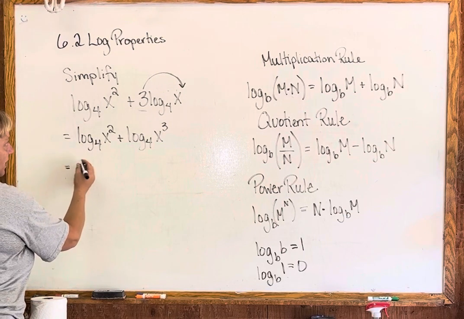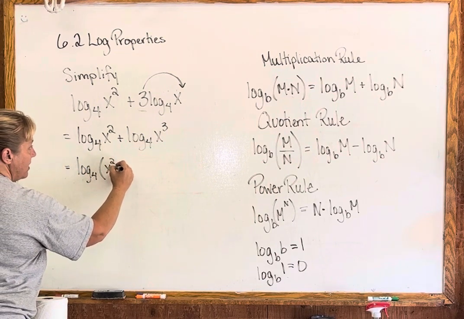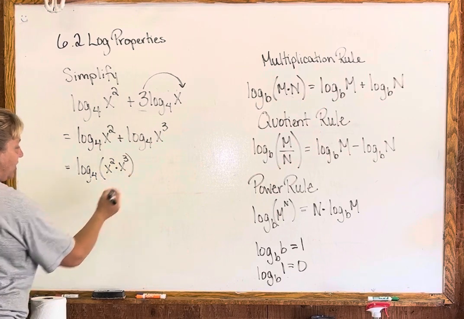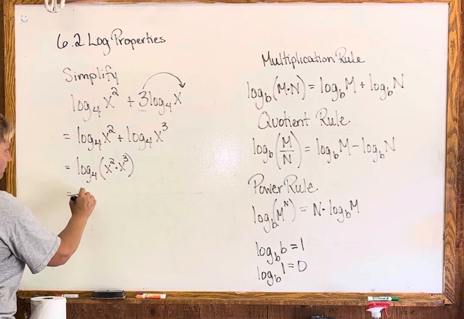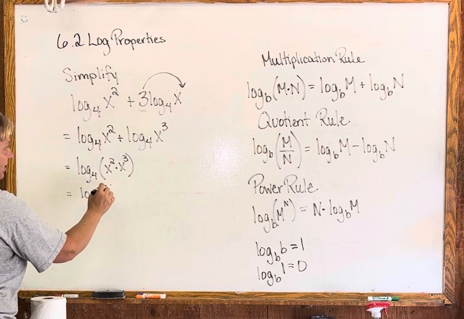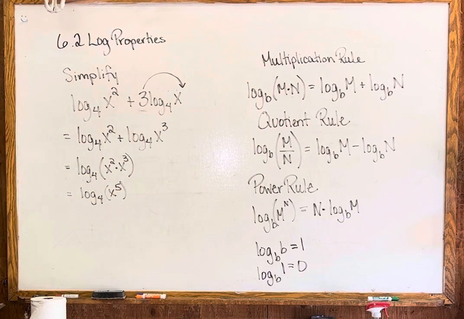Now we can go for multiplication. Two matching logs, so we can say x squared times x cubed. And then inside there, we can just go with x to the 5th power. Now, you could use the power rule and bring that 5 back in front, but it's not making our life any easier. There's not much simplifying we can do that way, so we can just leave it just like that. But we've taken this from 2 logs down to 1 log. Okay? So that's kind of what we're going for there.